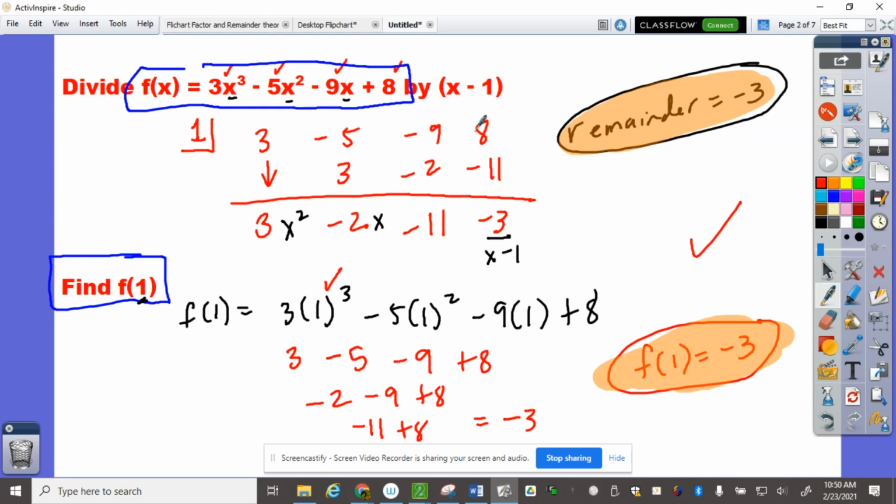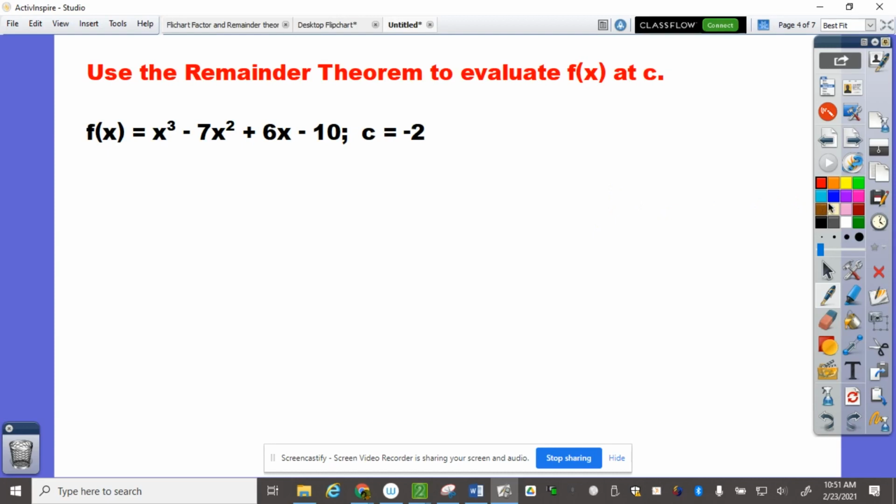Meaning to say, for x minus 1, the in-house value of 1 and the f of 1 meant the same thing. This is where the remainder theorem comes along. The remainder theorem says that when you divide a polynomial by a binomial x minus 1, whatever the remainder is will be the same value as when you evaluate f of 1, or f of a.